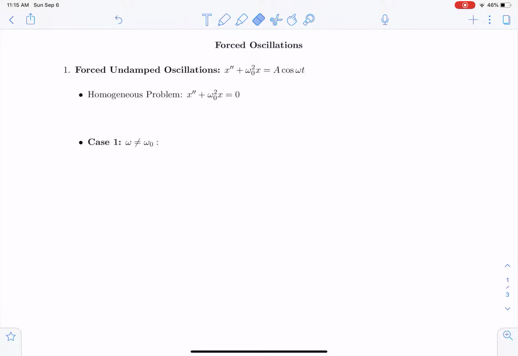To solve this non-homogeneous problem, we first need to solve the homogeneous problem, x double prime plus omega 0 squared x equals 0. We have solved this problem many times before, and we see that the homogeneous solution is going to be C1 cosine of omega naught t plus C2 sine of omega naught t.